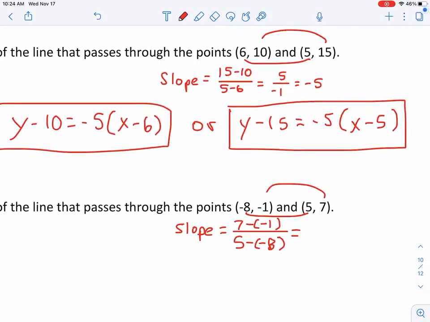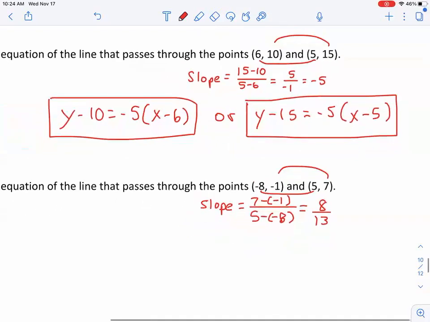All right, now on top, 7 minus -1 is 8. And 5 minus -8 is 13. So the only difference is that this slope is ugly. It's just a fraction. Okay, but that's okay because we're just going to plug it in for our m value, and we don't even have to do any multiplying.